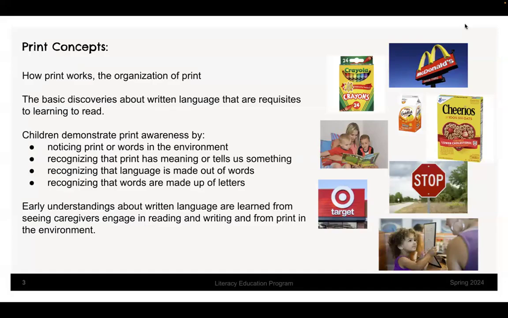Children can also demonstrate print awareness by recognizing that our language is made out of words and that those words are made up of letters. So early on, children may know that a red octagon on the side of the road means we need to stop the car to stay safe. But later on, they may begin to notice that there are 4 letters on that stop sign, and perhaps they know that the first one is the same letter that begins their name.